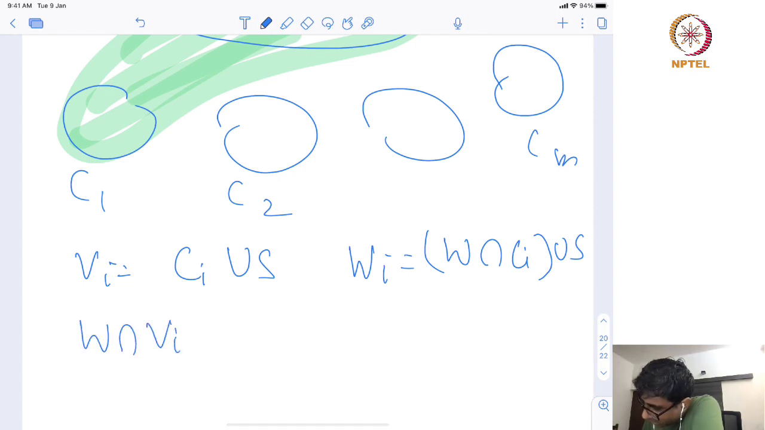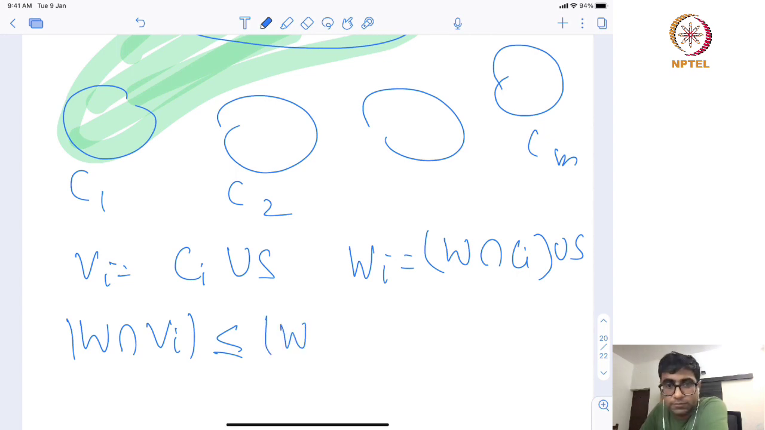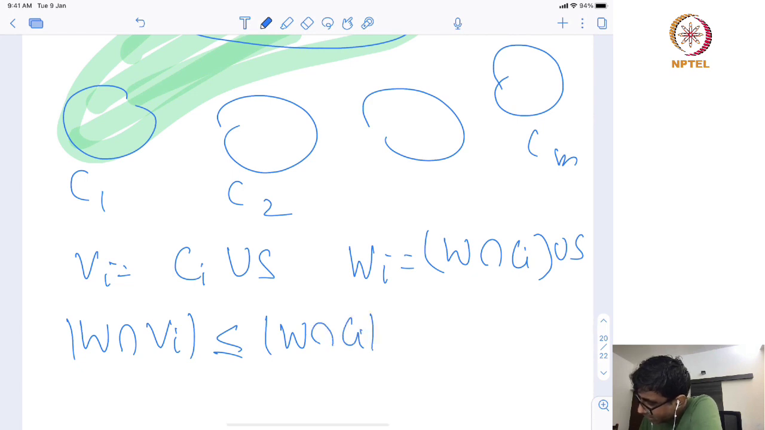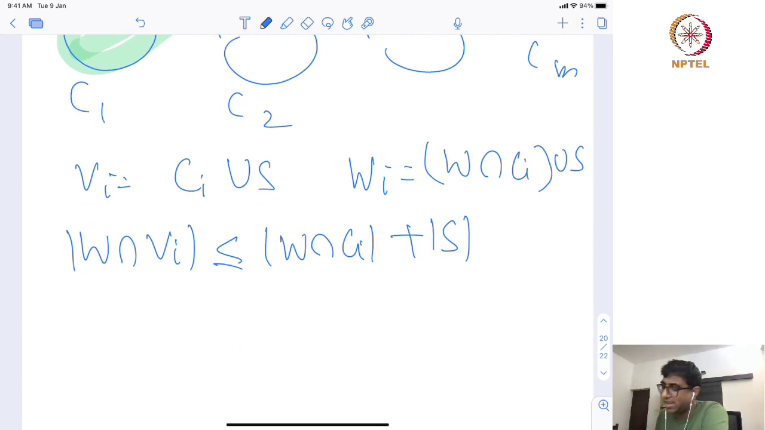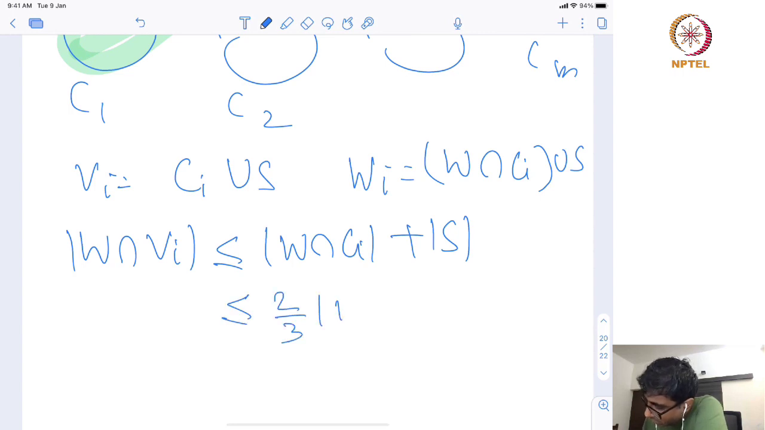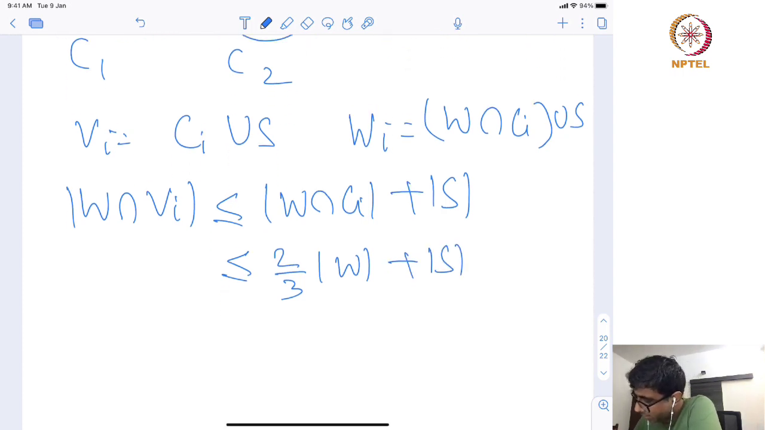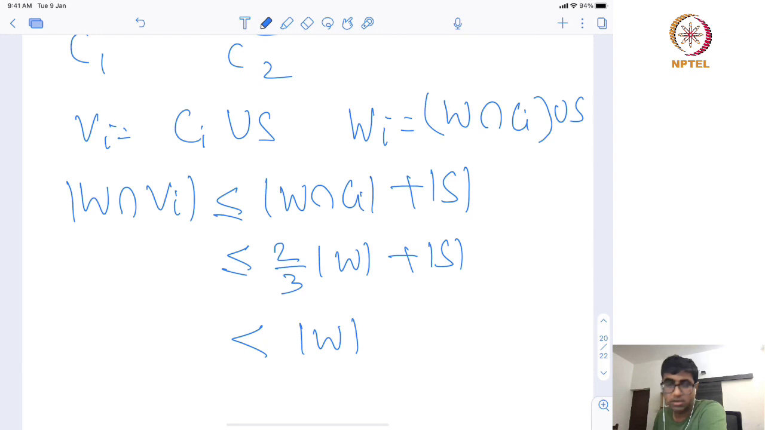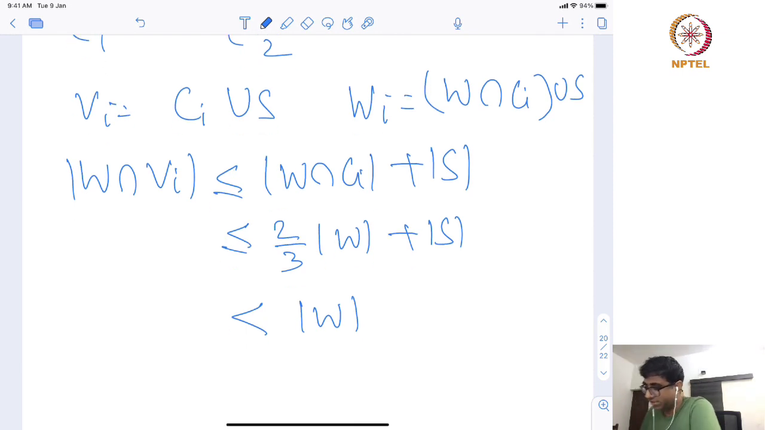W intersection Vi. And we said that look at this W intersection Vi, its cardinality is W intersection Ci plus mod S. Now, what can I say about W intersection Ci? The only thing we can say is that this is at most 2/3 times W. We cannot say half anymore, plus mod S. And I want this to be strictly less than cardinality of W, because then I will say that there is a vertex of W which is not in this part, and hence the size of this graph is upper bounded by something.